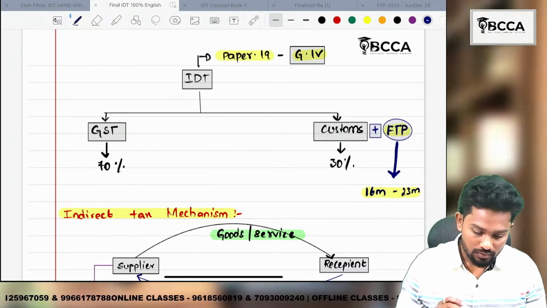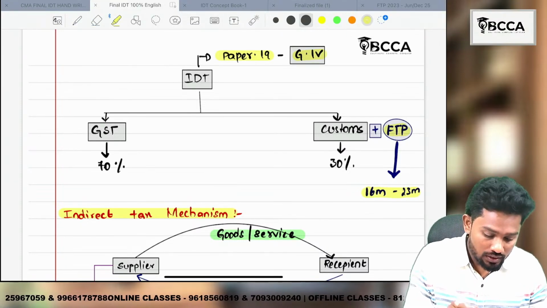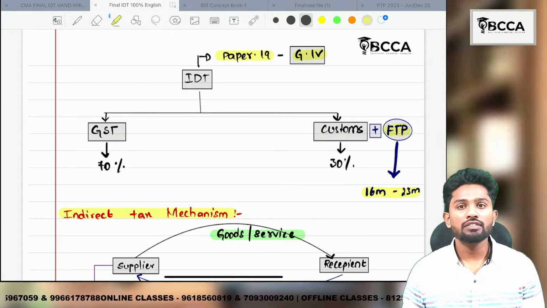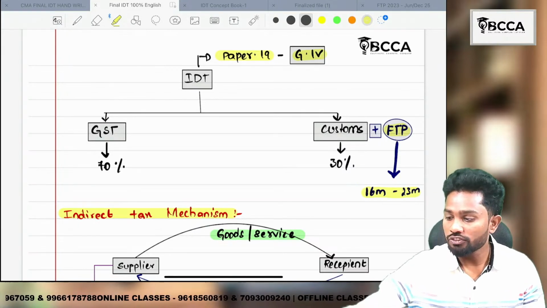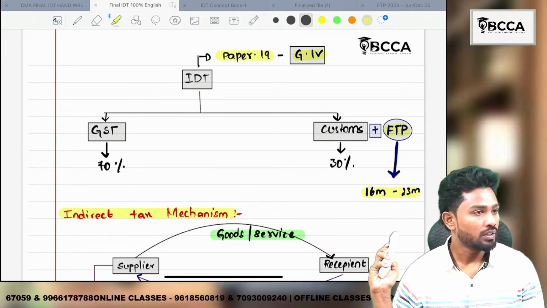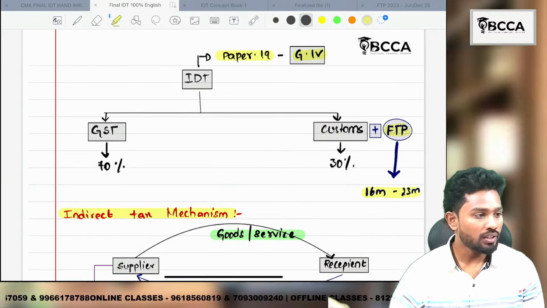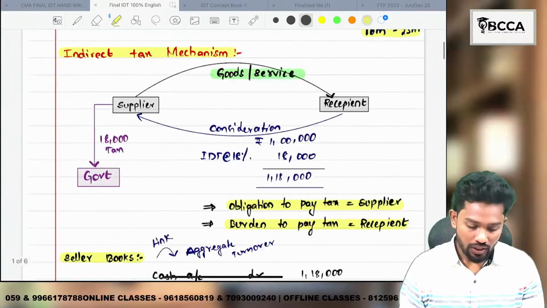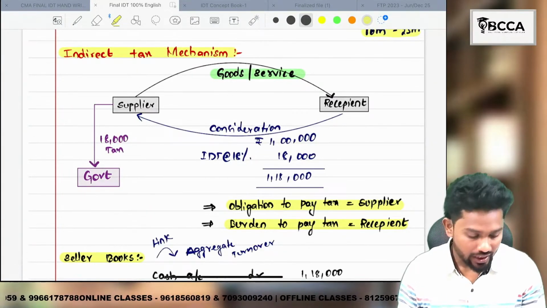Yesterday we started the introduction to the IDT. So quickly we'll have a recap of it for 5 minutes, then we'll be going through the other part. Okay. So initially we have discussed about indirect tax mechanism.